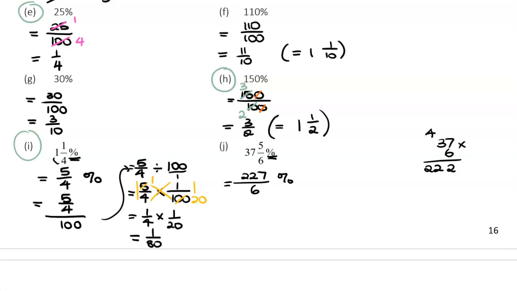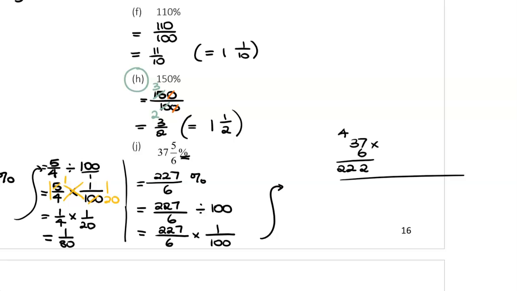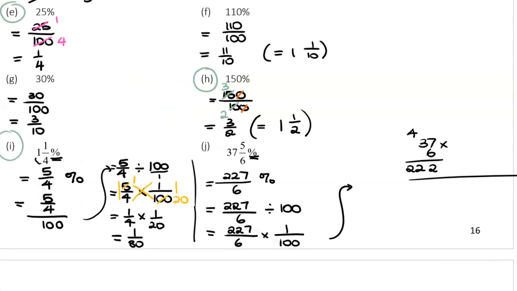Still a percentage, haven't changed anything here, still a percent. So we could divide this by 100, or we could do the trick that we did before. We could write that division a bit like this. And we know we could rewrite that as 227 over 6 times 1 over 100, because we know that dividing by 100 is the same as multiplying by 1 over 100. Okay, so can we cancel anything in this direction? No, I don't think so.